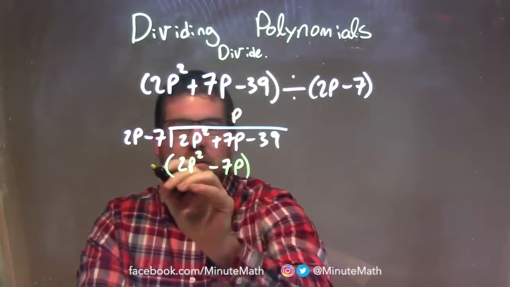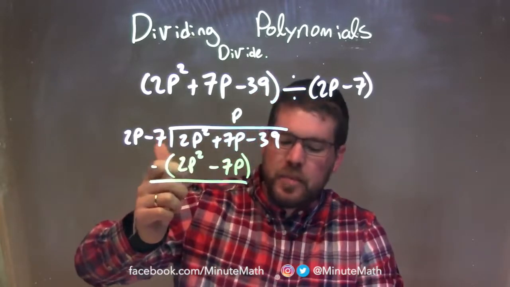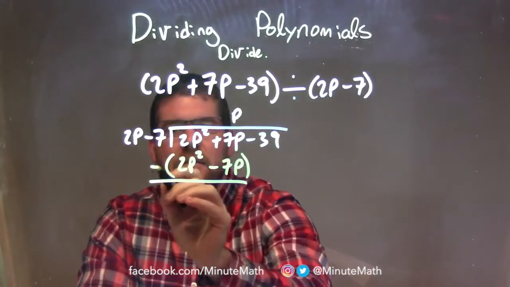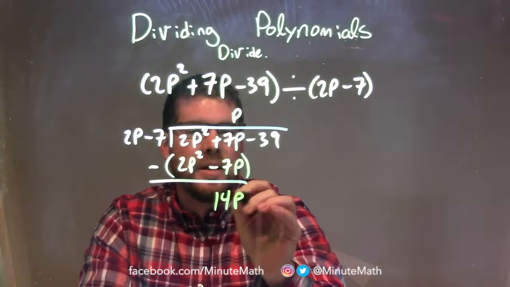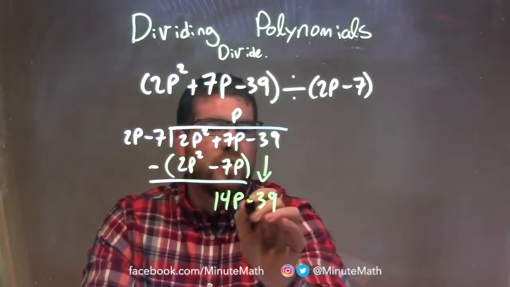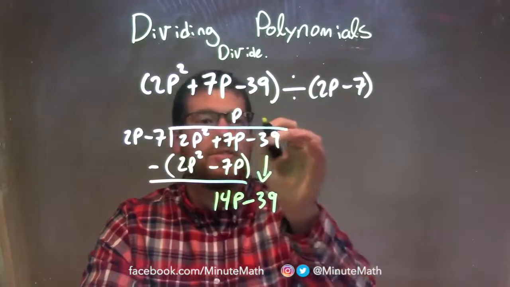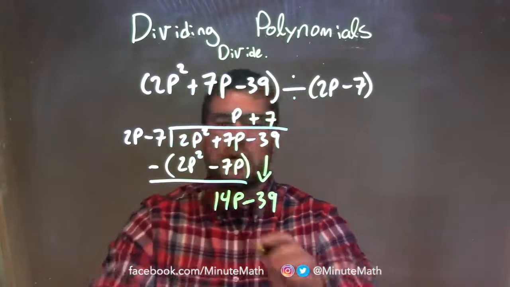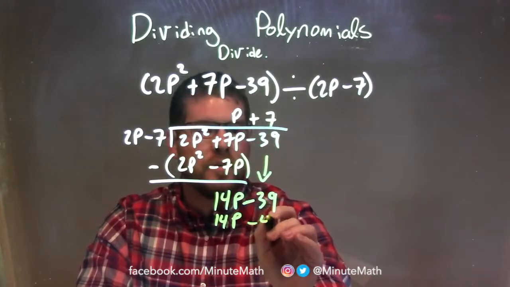We subtract the two. 2p squared minus 2p squared is 0, and then 7p minus a negative 7p is like adding a positive 7p, which gives us 14p. We then bring down the minus 39, and we're going to do this again. What times 2p gives me 14p? That's just a positive 7. We have a positive 7 there. 7 times 2p is 14p. 7 times a minus 7 is a minus 49.